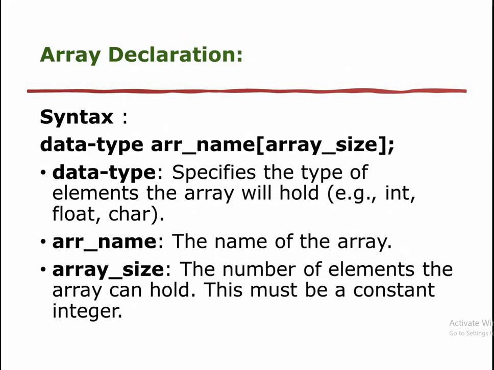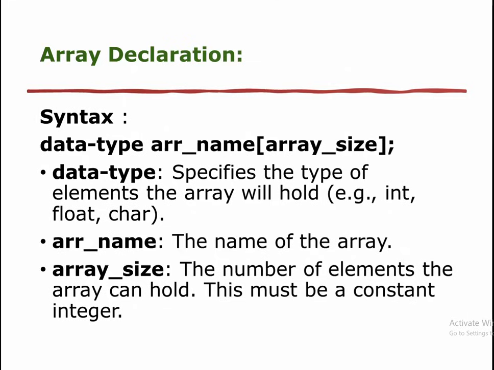Now let us understand how to declare an array. The syntax is very simple. First we write the data type, then the array name. Finally, inside square brackets we specify the size of the array. The syntax is data type, array name, open the square bracket, array size, close the square bracket. For example, int marks, and inside the square brackets we write 50.